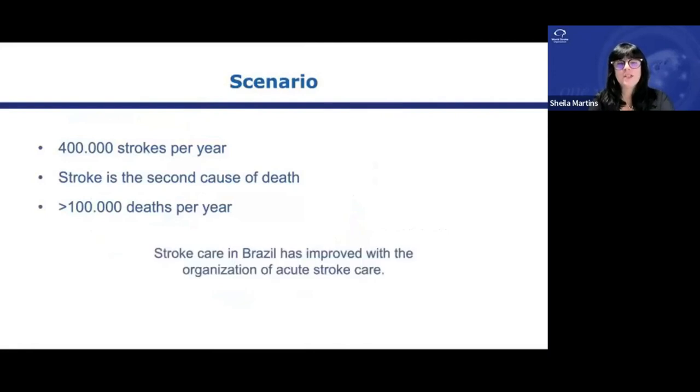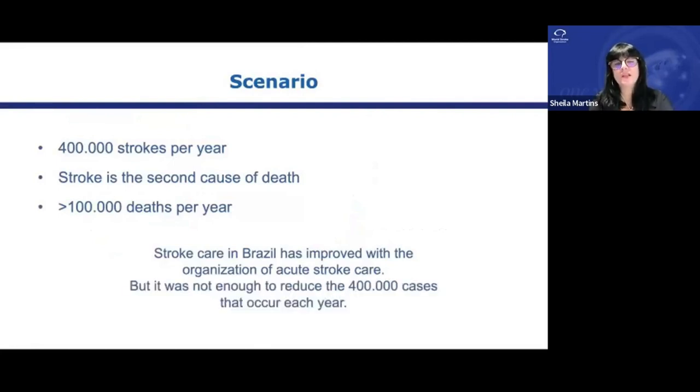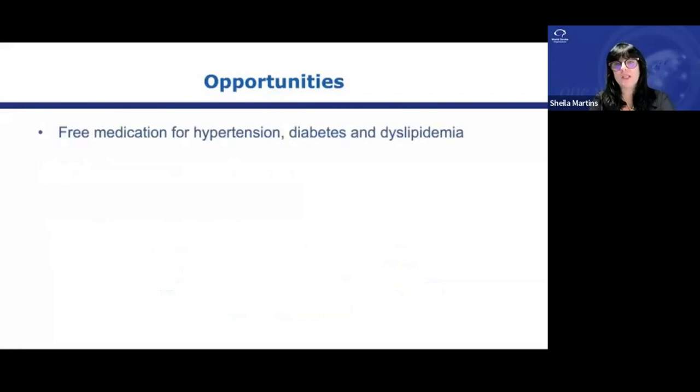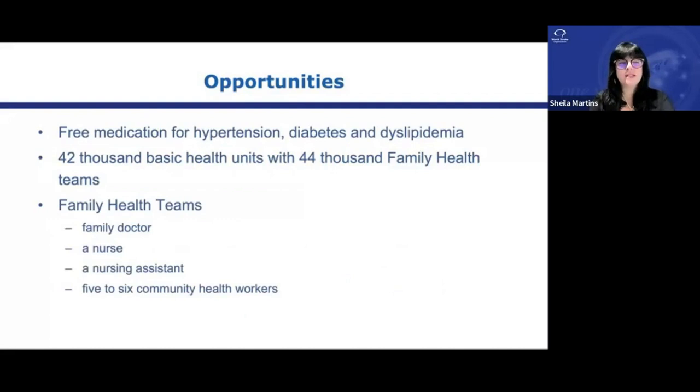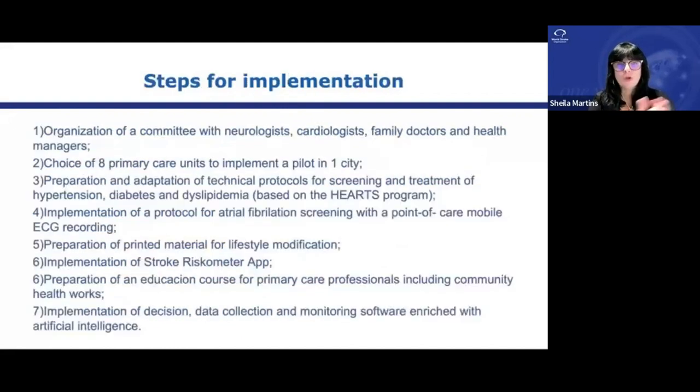Stroke care in Brazil has improved a lot with the organization of acute stroke care in the last 10 years, but it was not enough to reduce the number of strokes per year. So to reduce the number of strokes, we need to act in primary care. But we have a lot of opportunities. Free medication for hypertension, diabetes, and dyslipidemia in primary care. 42,000 basic health units with 14,400 family health teams that have a family doctor, a nurse assistant, and 5 to 6 community health workers. So we are implementing this program in primary care units.